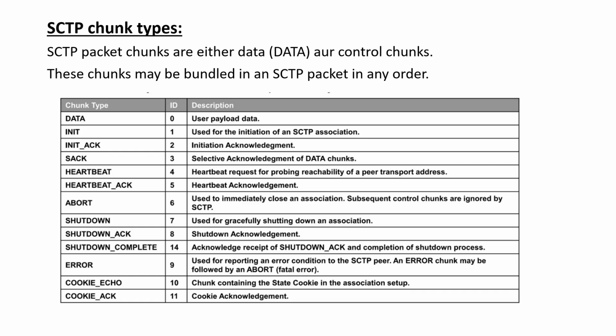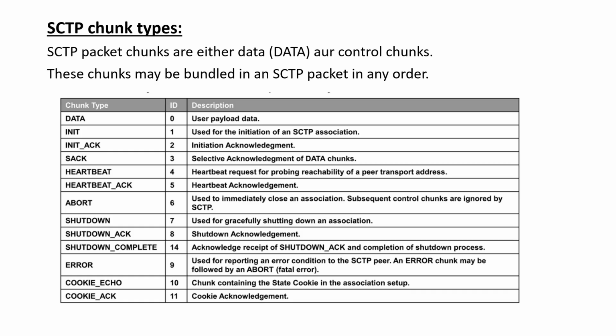INIT, ID is 1, which is used for the initiation of an SCTP association. INIT ACK, initiation acknowledgement. SACK, selective acknowledgement of data chunks. HEARTBEAT, heartbeat request for probing reachability of a peer transport address. HEARTBEAT ACK, heartbeat acknowledged. ABORT, used to immediately close an association. Subsequent control chunks are ignored by SCTP.